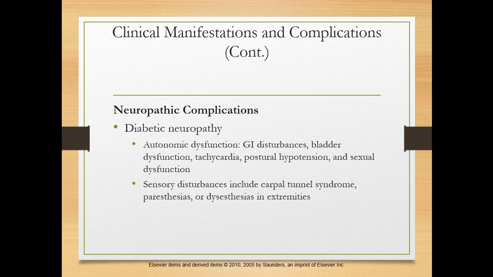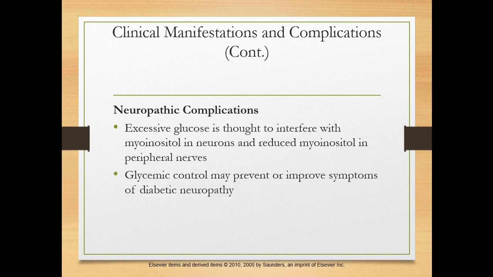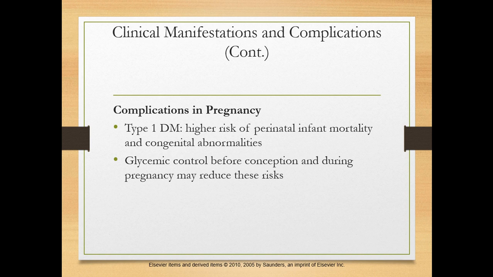Sensory disturbances can include carpal tunnel syndrome, paresthesias, dysesthesias in the extremities. And so I would know this as well because they can have neuropathies. So with neuropathic complications, excessive glucose is thought to interfere with what is called the myoinositol in neurons and reduce the myoinositol in peripheral nerves, which means that we're not going to have proper nerve impulses at this point. Glycemic control may prevent or improve these symptoms. Okay, so again, it all goes back to regulating the glucose levels.